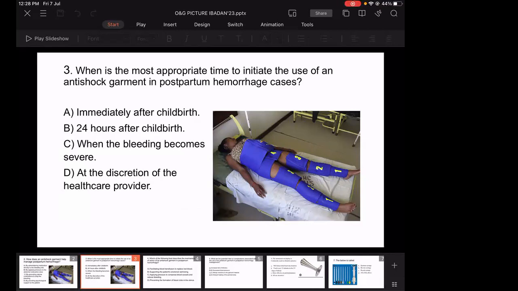If I can remember, in my own MDCN, we got this anti-shock garment. So question 3, when is the most appropriate time to initiate the use of an anti-shock garment in postpartum hemorrhage cases? A, immediately after childbirth. B, 24 hours after childbirth. C, when the bleeding becomes severe. D, at the discretion of the healthcare provider.